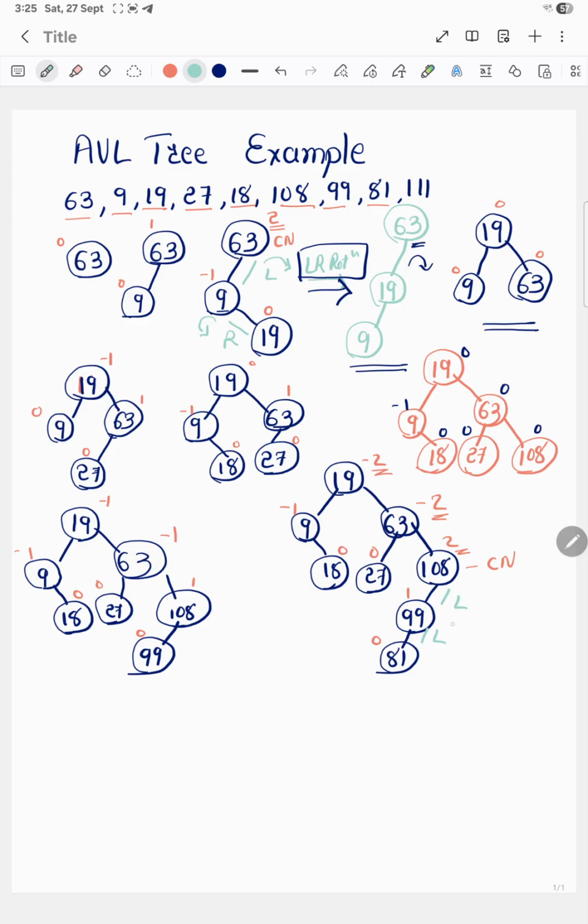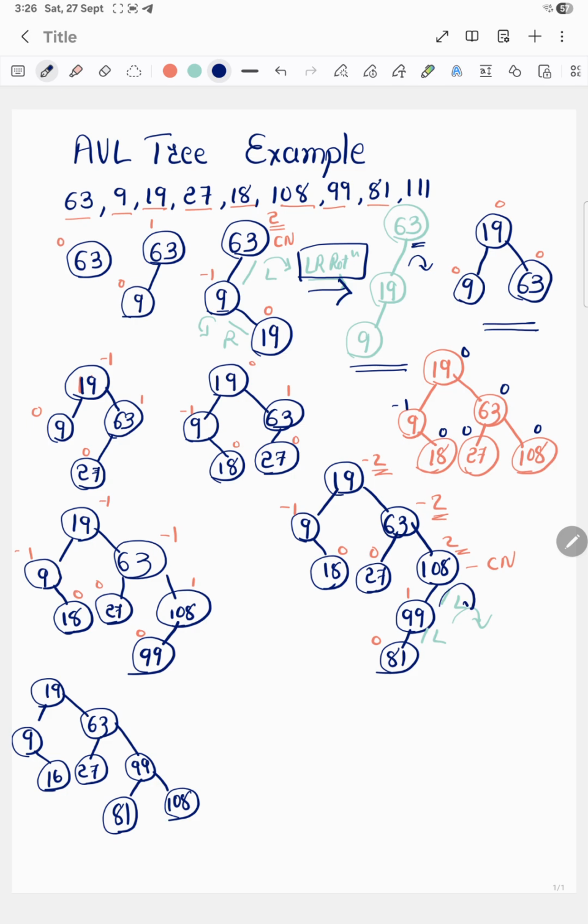If it is an LL rotation, you need to rotate your critical node towards the right. So if I rotate it, what I'll get is 19, 9, 16, 63, 27. Here I'll get 99, 81, and 108. How it happened is that I rotate this 108 towards the right, so that will become the right child of 99, as you are able to see over here, and 99 will become the right child of 63.